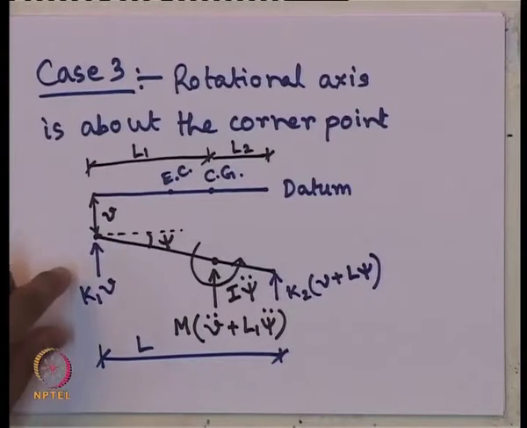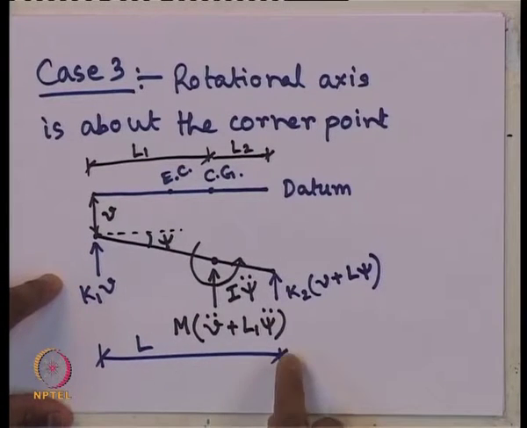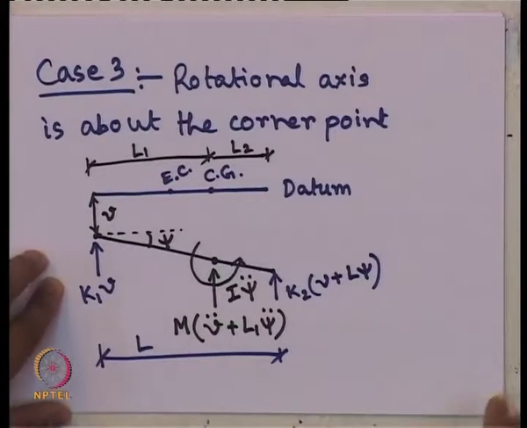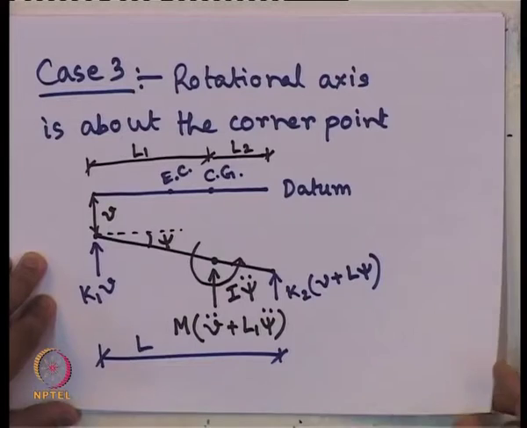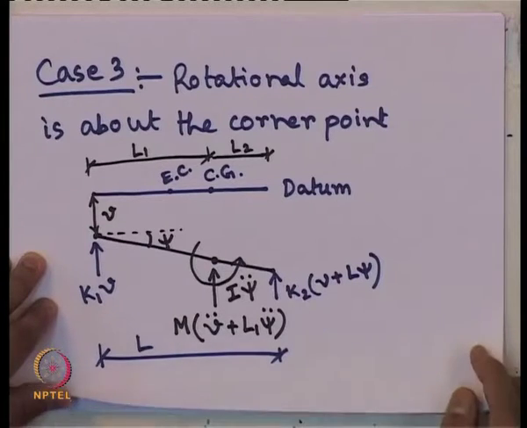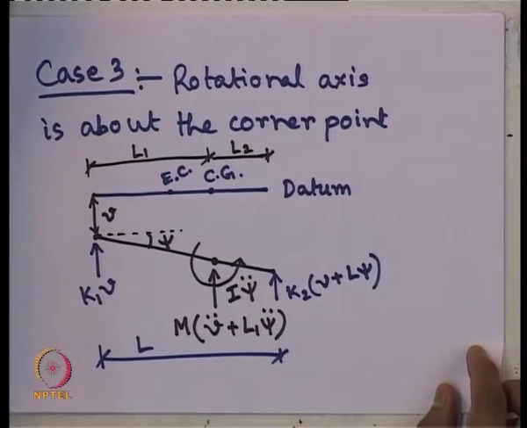Now, again we will consider the vertical equilibrium of all the forces and the moment equilibrium about any point, say the corner point. So, we are basically applying D'Alembert's principle once again for moment equilibrium as well as vertical force equilibrium. By doing that, let me write the equations in matrix form.